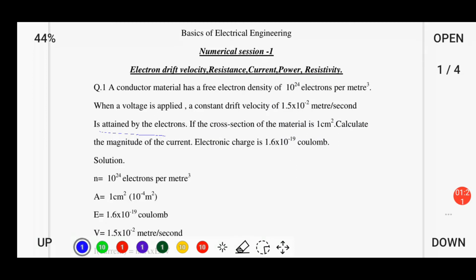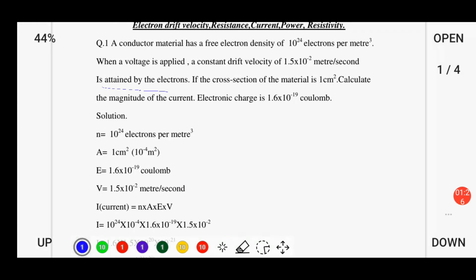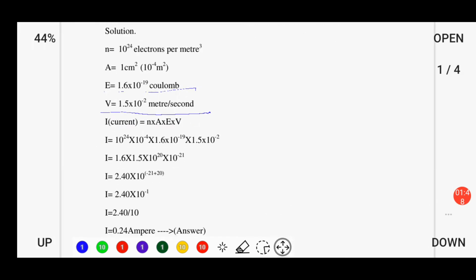So here, first of all, note down the following quantities given in this question. First of all, we are given the electron density, that is 10 to the power 24 electrons per meter cube. And the second one is the area of the cross section, that is given as 1 centimeter square. On converting it into meter, we will get it as 10 to the power minus 4 meter square. And the charge on a single electron is 1.6 into 10 to the power minus 19 coulomb. And the drift velocity of the electron is V equal to 1.5 into 10 to the power minus 2 meter per second.